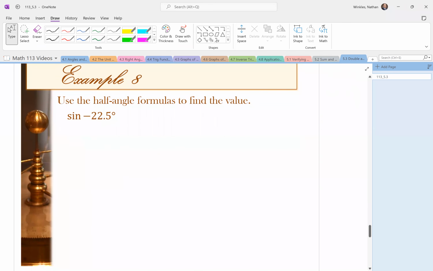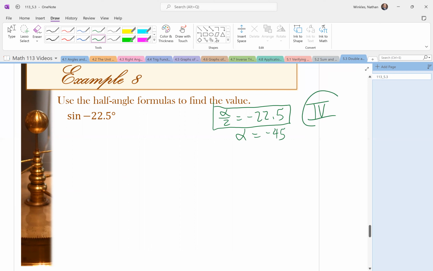So we're told use the half angle formula to find the sine of negative 22.5. What that means is that alpha over 2 is equal to negative 22.5. That means that alpha is equal to negative 45. We care about this one. In this case, they're both going to be in the same quadrant, so it doesn't matter, because this tells me that this is in the fourth quadrant.